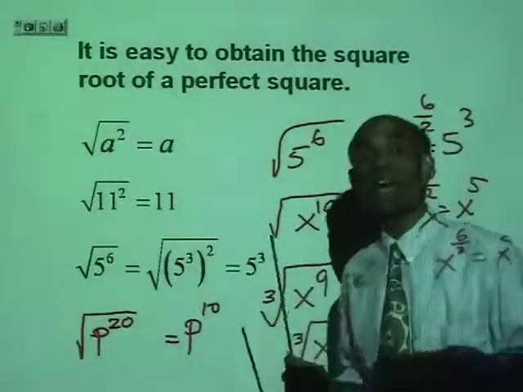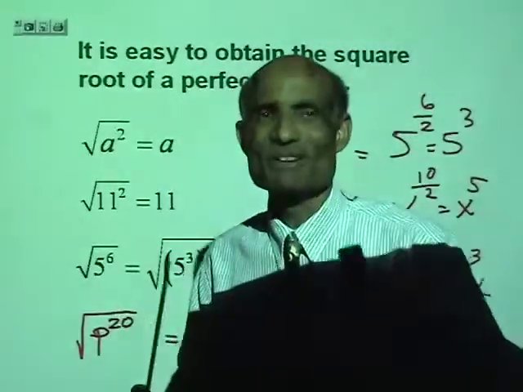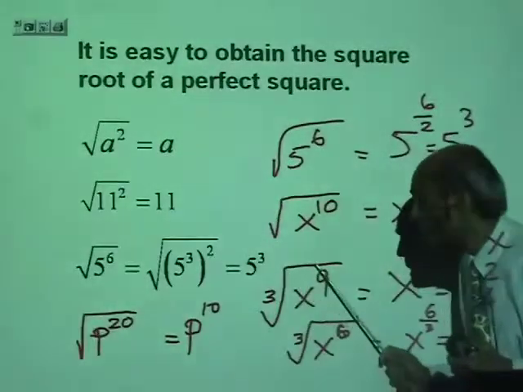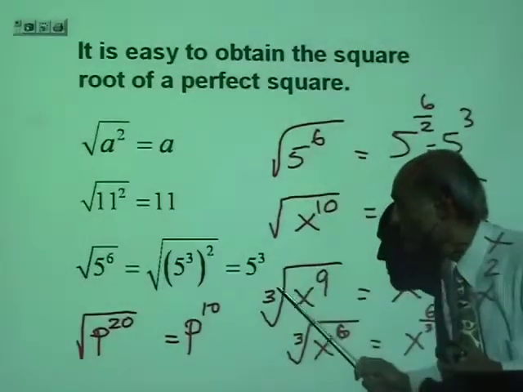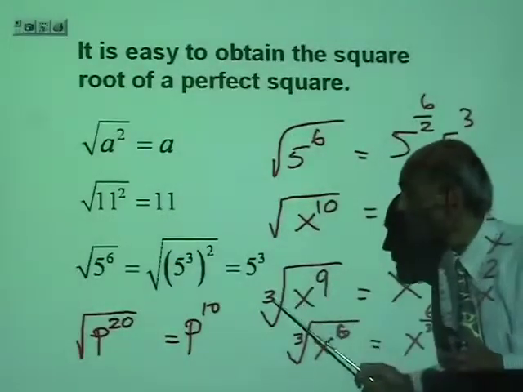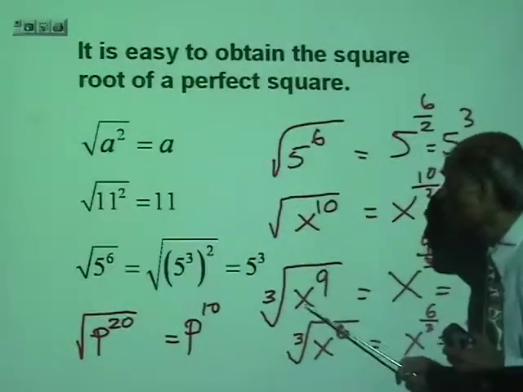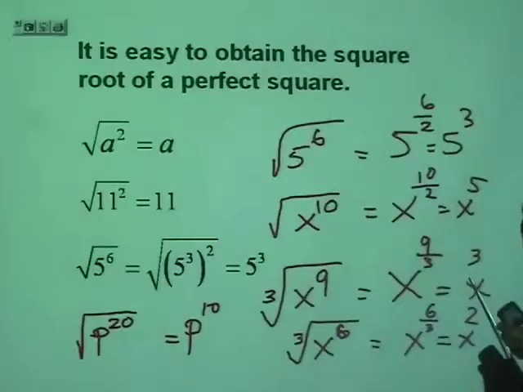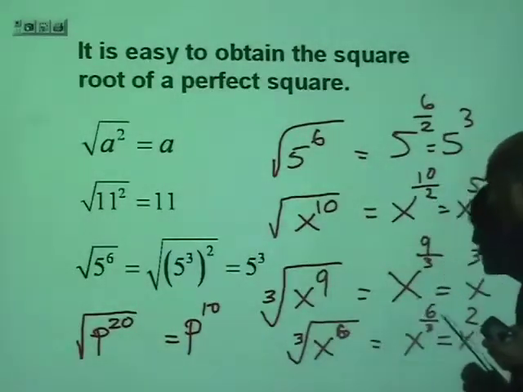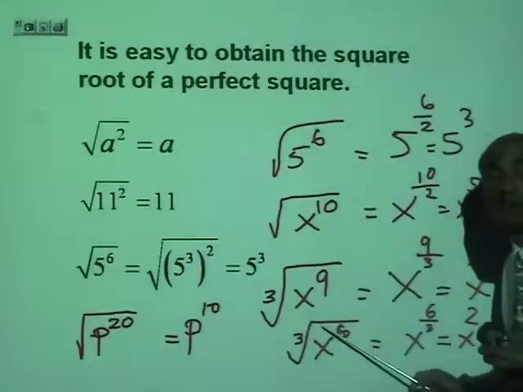Now, when will a power become a perfect cube? A power becomes a perfect cube if the power can be divided by 3. This is a power 9. 9 can be divided by 3. This is a perfect cube. Cube root of x to the power of 9 is x cubed. Cube root of x to the power of 6 is x squared. So this is a perfect cube.